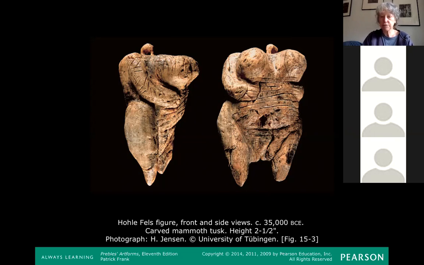So the Hohle Fels figure has these very exaggerated breasts and stripes across her abdomen, and a kind of exaggerated vulva and exaggerated hips. So what could this be about? I mean, most women don't actually look like this. It certainly is hard to make your boobs stick right out like that, unless you're wearing a push-up bra, and she's not wearing a bra. So this is not representational. It's a bit abstract, right?